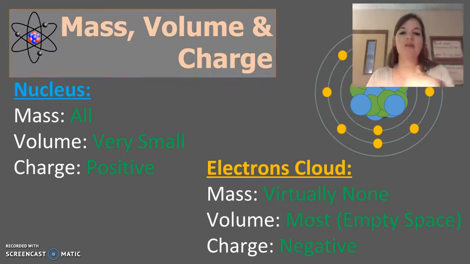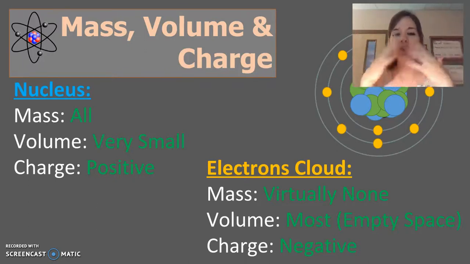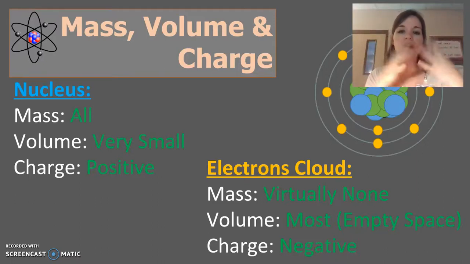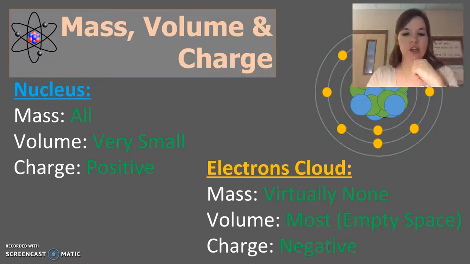The electron cloud has almost no mass because the electrons are too small, and it's mostly empty space because the electrons are so spread out that there's just a lot of empty space in between them. It does also have a negative charge because all of the electrons are negatively charged.